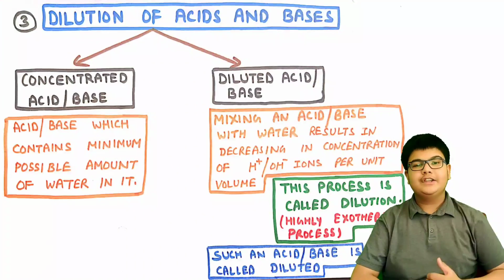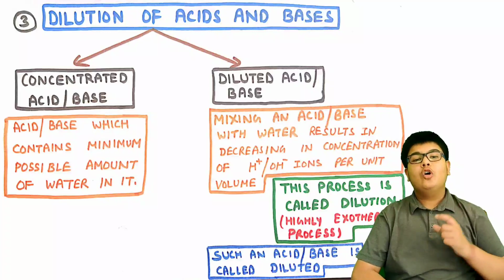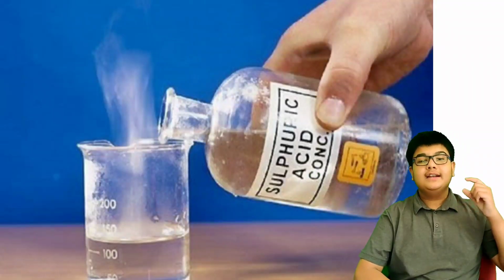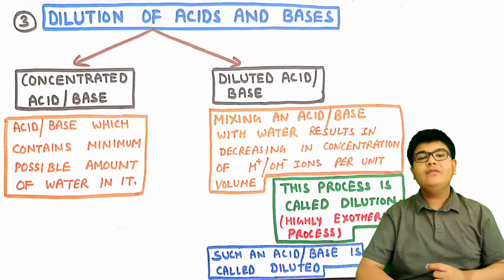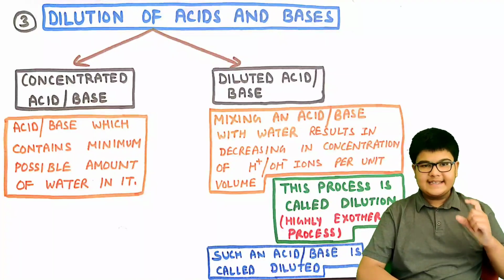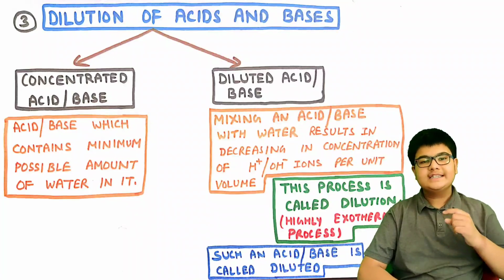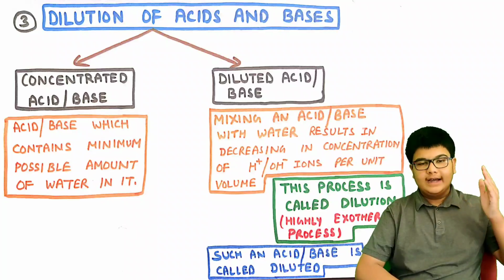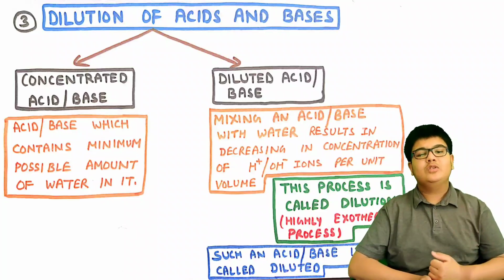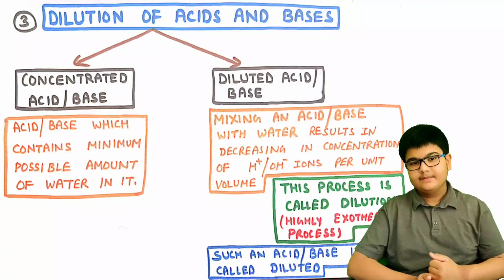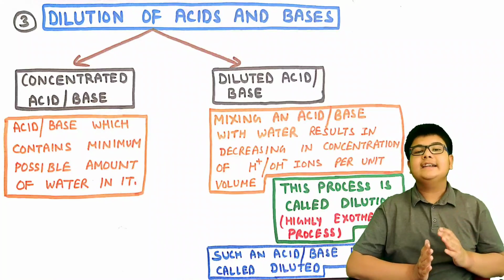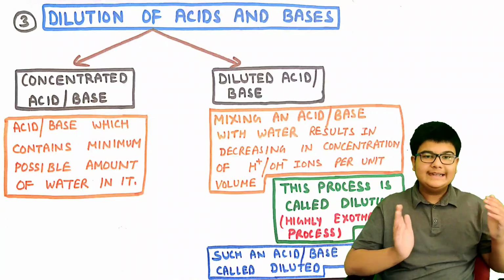So now let's see the dilution of acids and bases. A concentrated acid or base is an acid or base which contains the minimum possible amount of water in it. Diluted acid or bases: mixing of an acid or base with water results in a decrease in the concentration of H positive or OH negative ions per unit volume. And this process is known as dilution of acids and bases. And dilution is a highly exothermic process. So this means that during dilution, a lot of heat is produced.